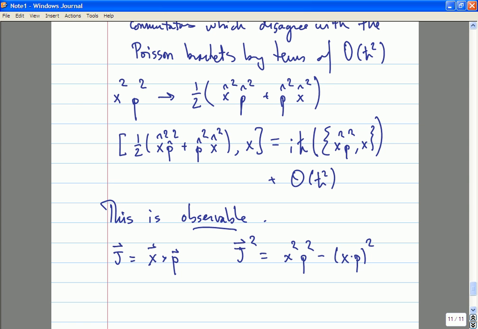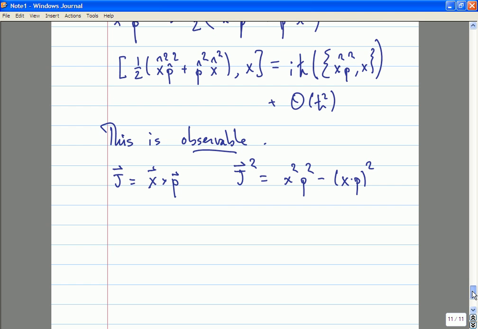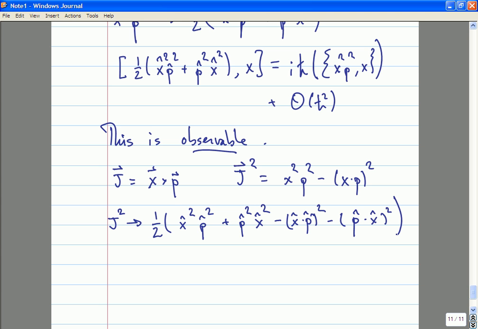So what that means is that when you quantize this, j squared will go not to x squared p squared minus x dot p squared, but it will rather go to the symmetrized version of this, so x hat squared p hat squared plus p hat squared x hat squared minus x dot p as an operator squared minus the reverse ordered combination. And this is just not the same as the original quantity, as the original classical momentum.